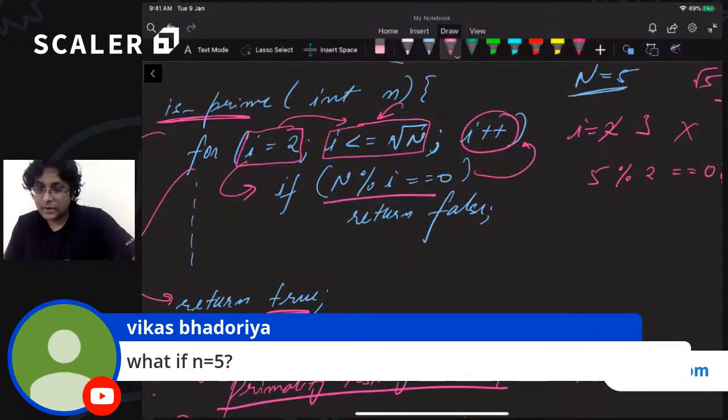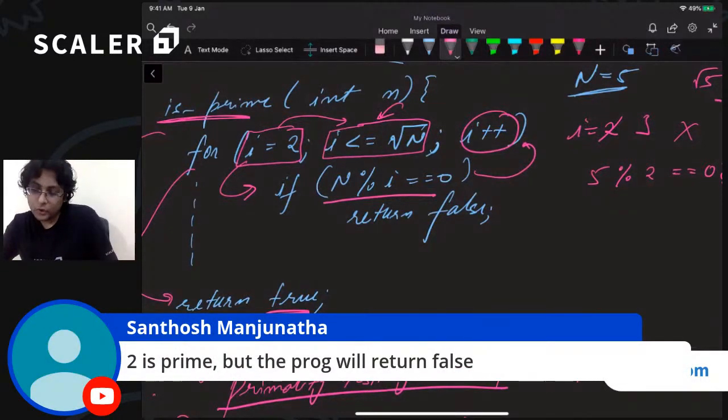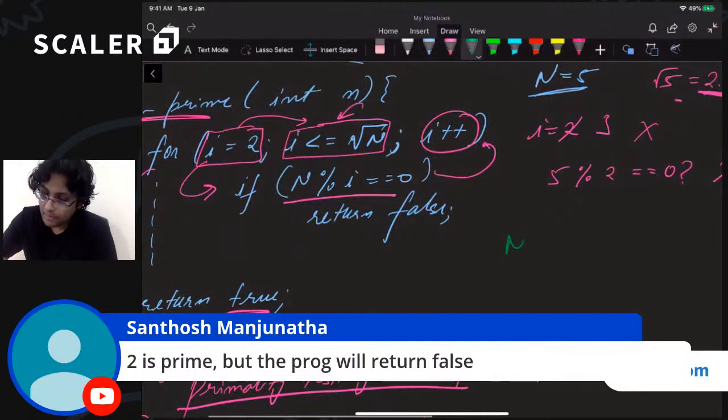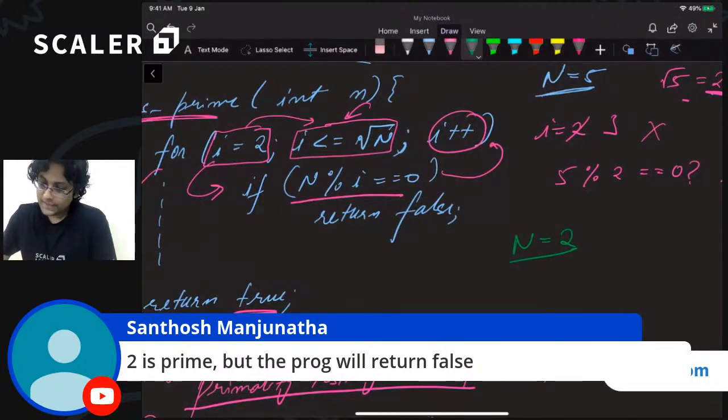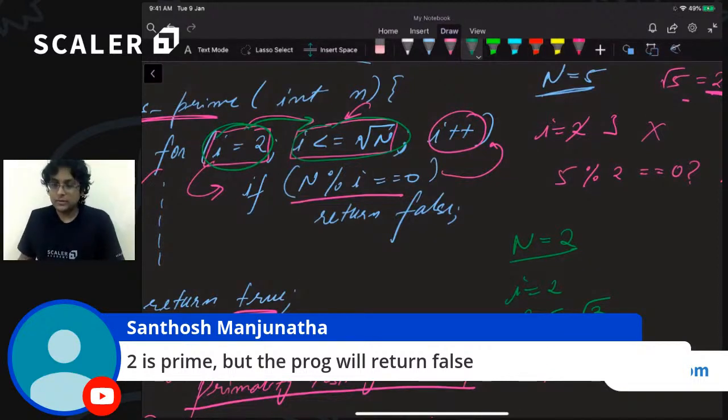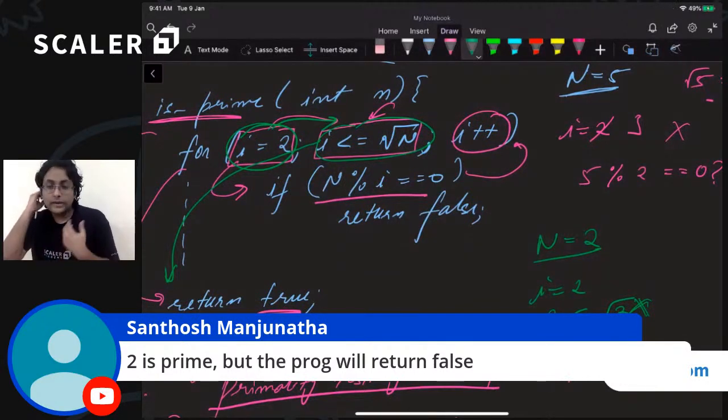Santosh says, okay, so there's another question. What if we check with n equals 2? Right? What happens when n equals 2? Won't this program return false? Let us see, right? So when n equals 2, we start with i equals 2. Then we move on to the condition. We check if 2 is less than or equal to the square root of 2. Is this true? No, it is not true. So it will directly jump outside the loop. It will not go in the loop. And we will return true. So even for 2, we will return true. Is that clear, Santosh?